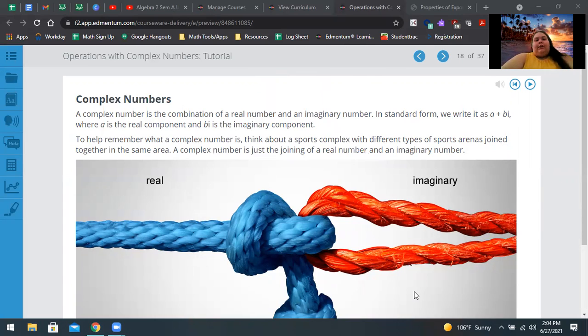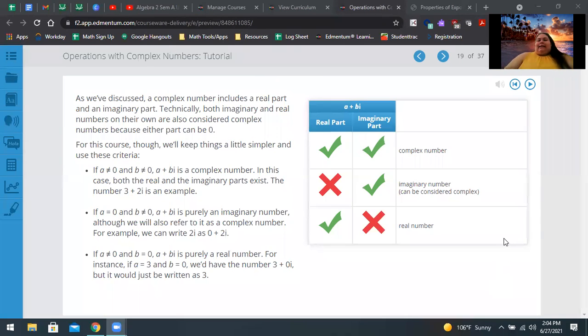So here they're going to identify a couple of different things. So like I said, for it to be considered a complex number, you must have your real and your imaginary. What does a complex number look like? It could be 3 plus 2i. Another example here could be 4 minus 6i. These two are examples of complex numbers.